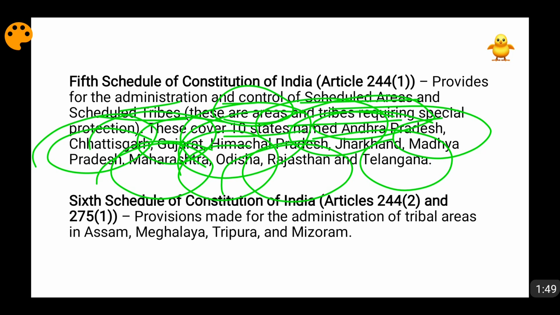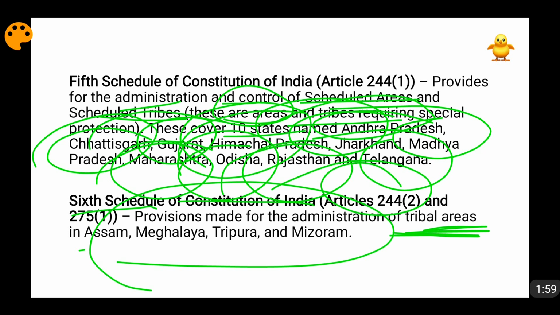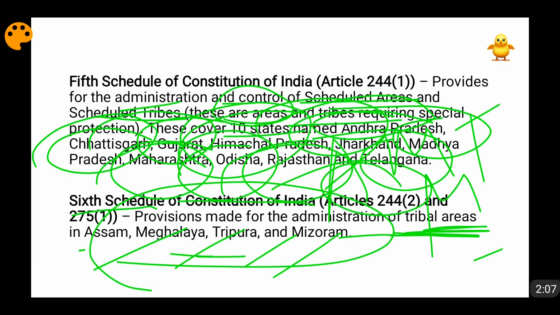Whereas when we talk about the sixth schedule of the Constitution, friends, it deals with the articles that I have already told you, and it provides for the administration of tribal areas present in 4 states of India, which are A, M, T, M. Remember A, M, T, and M. That is Assam, Meghalaya, Tripura, and Mizoram. There are 2 M's in it, which are Meghalaya and Mizoram. Always remember that these are Meghalaya and Mizoram. Don't confuse it with Manipur.